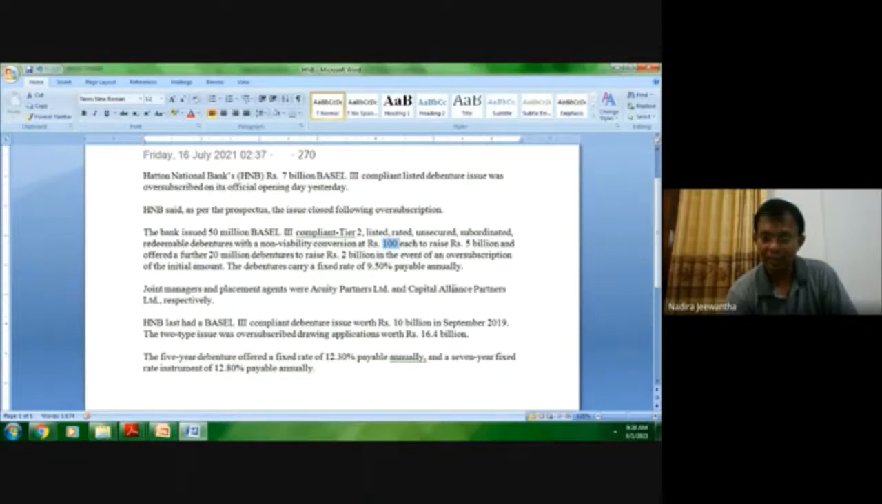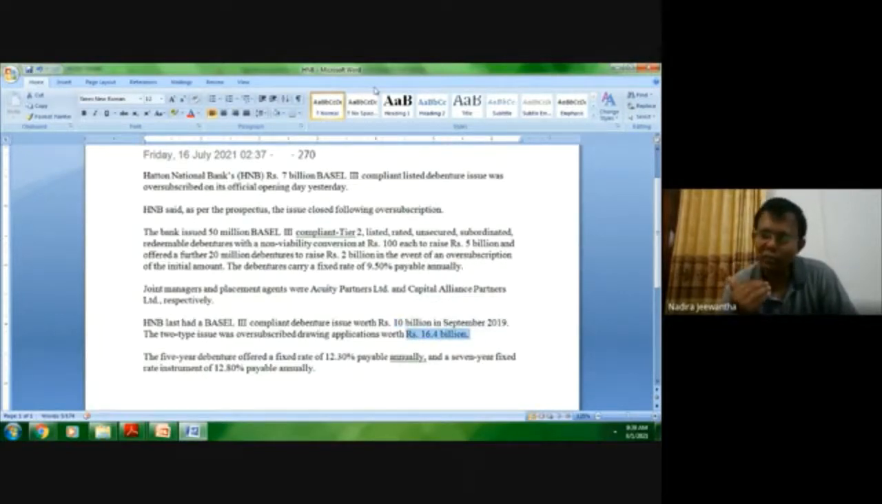Joint managers, they are talking about everything. HNB's last Basel III compliant debenture issue was 10 billion in September 2019. Now see the last, 2019, they issued 10 billion, then 2020 they issued 7 billion after 2 years' time. That's possible. But the only thing you can decide is whether this is worthwhile. 2021 is worthwhile, or 2019 is worthwhile. What do you think?